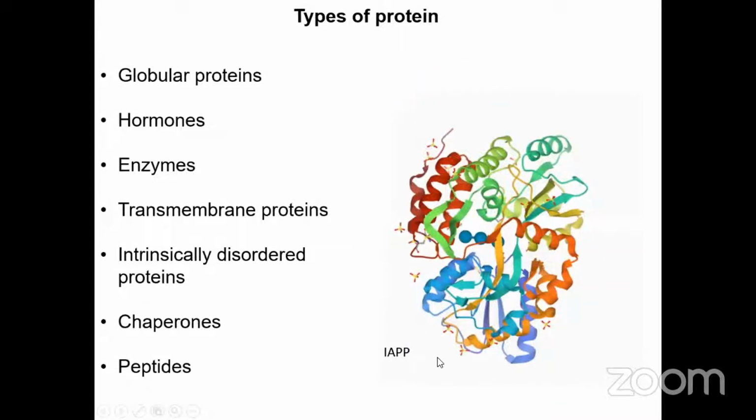Now, enzymatic proteins like amylin or islet amyloid polypeptide I am giving, because this particular protein, when it gets disordered and aggregated, is responsible for type 2 diabetes. So this then comes under the intrinsically disordered proteins, regarding which I will explain in a bit more detail at a later point.